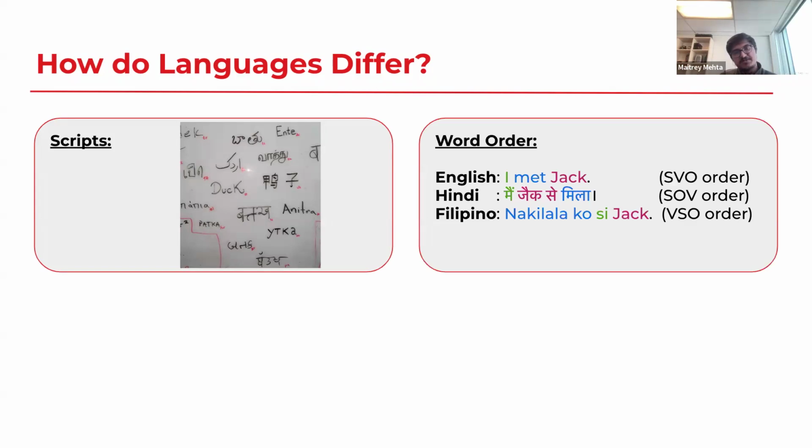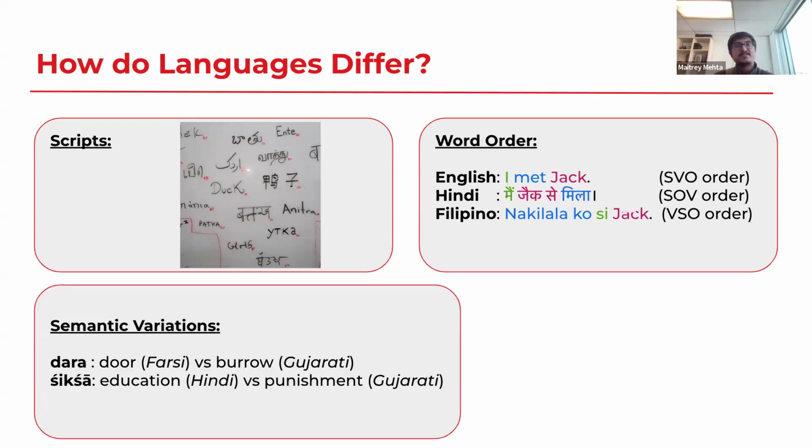Then you have syntactic differences like word order. So, for example, English follows the subject verb object order, right? Whereas Hindi follows a subject object verb order, and Filipino has a verb subject object order. So there are syntactic differences that come into play. And finally, there are semantic variations of the same word. So, for example, the word dar means door in Farsi, but it means a burrow in Gujarati.